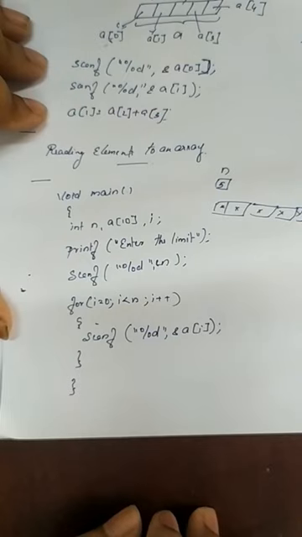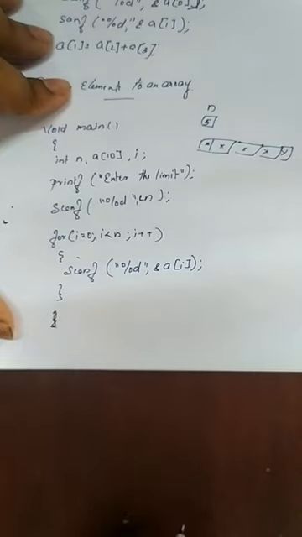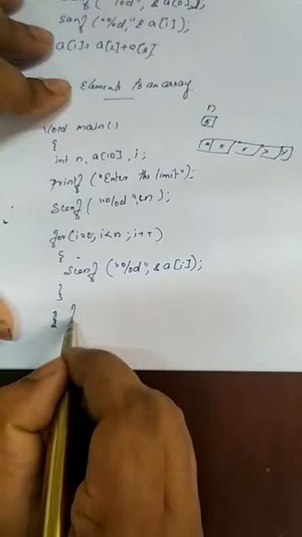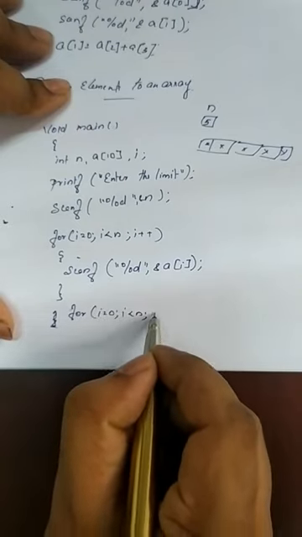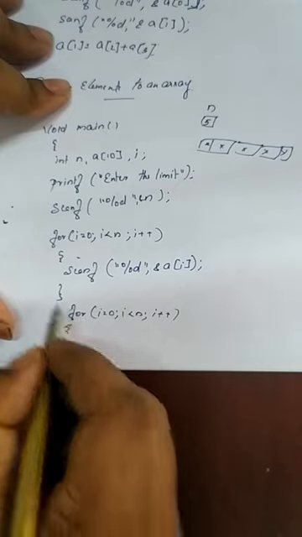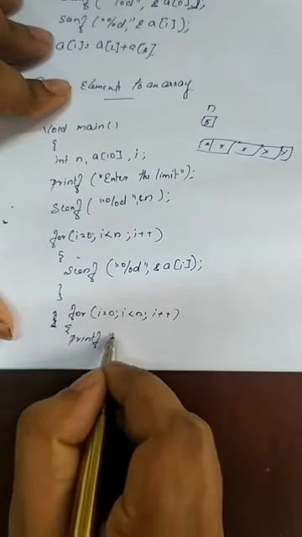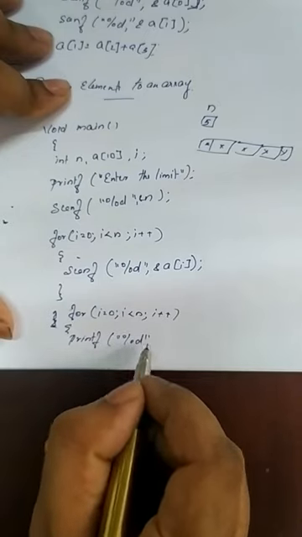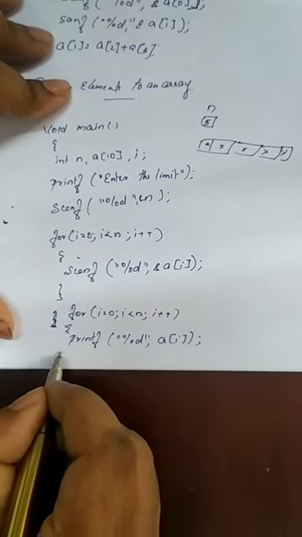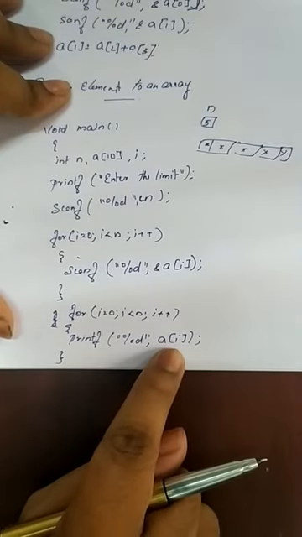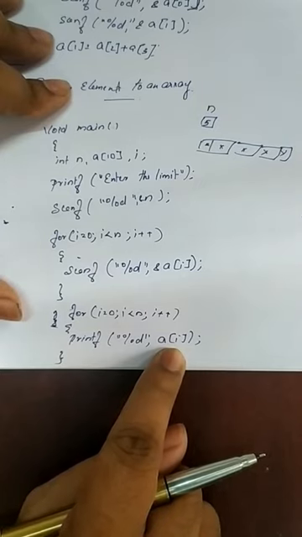Now, to display all the numbers that are stored in the array, we can use the same kind of loop. Instead of stopping this program, I will be writing another for loop: for i equal to 0, i less than n, i plus plus. Instead of scanf, to display the value, I am writing printf %d, a of i. So whatever value is stored in a of i in array a will be displayed.